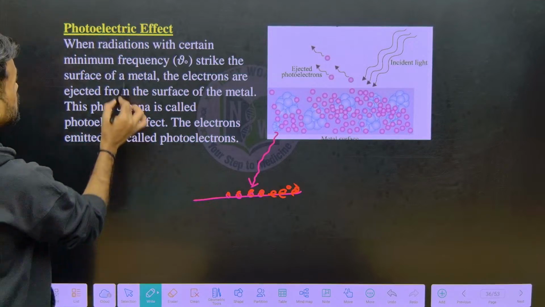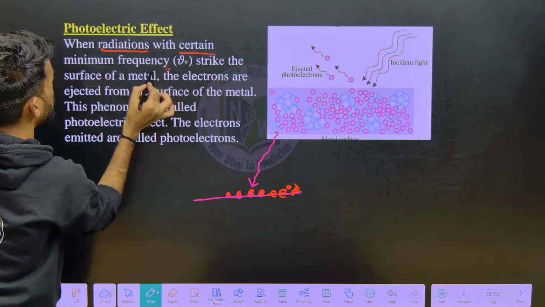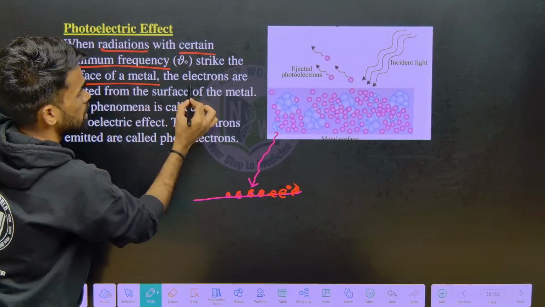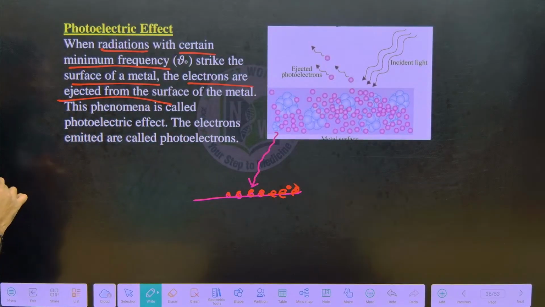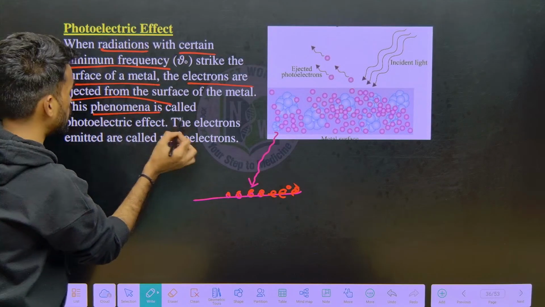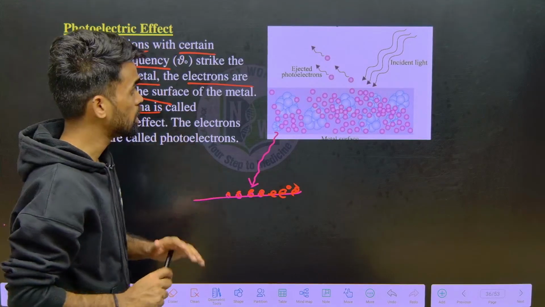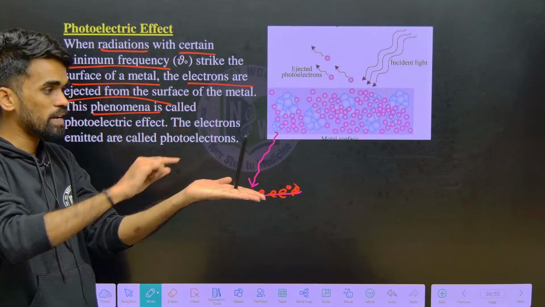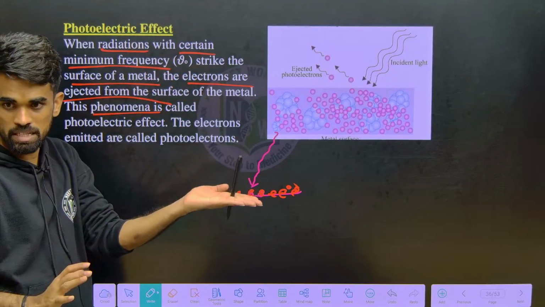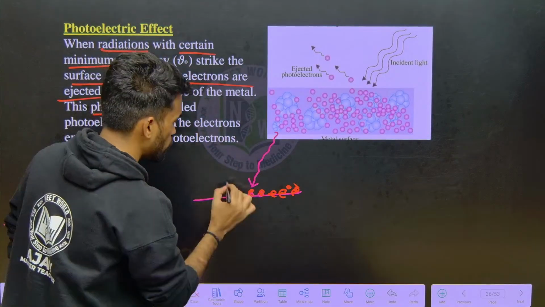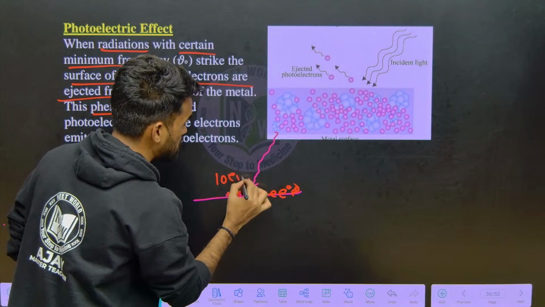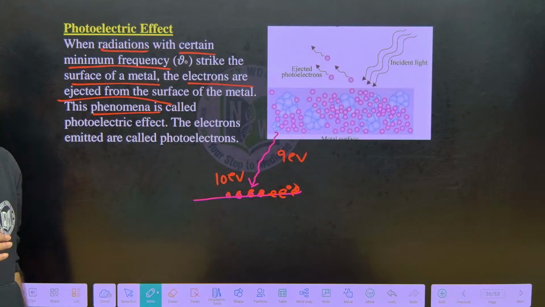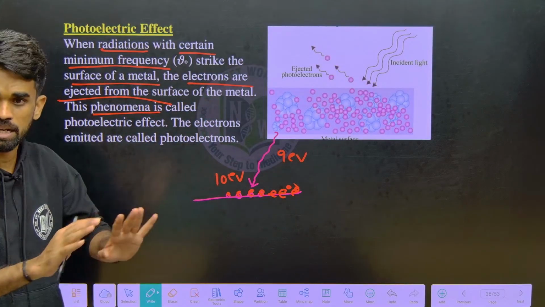Just read this. See, when a radiation with a certain minimum frequency, or sufficient energy I can say, strikes the metal surface, the electrons ejected from the surface are photoelectrons and the phenomenon is the photoelectric effect. Is that clear up to here? See, for example, if this is a metal surface containing this electron, for ejection of this electron it requires some energy, yes or no? So let us say this electron requires 10 electron volts of energy. Now I am supplying only 9 electron volts. Will this ejection of electron take place? No. I can say no photoelectric effect in this case.